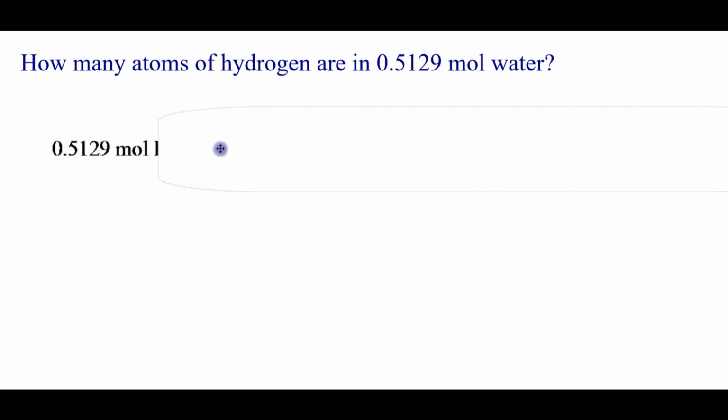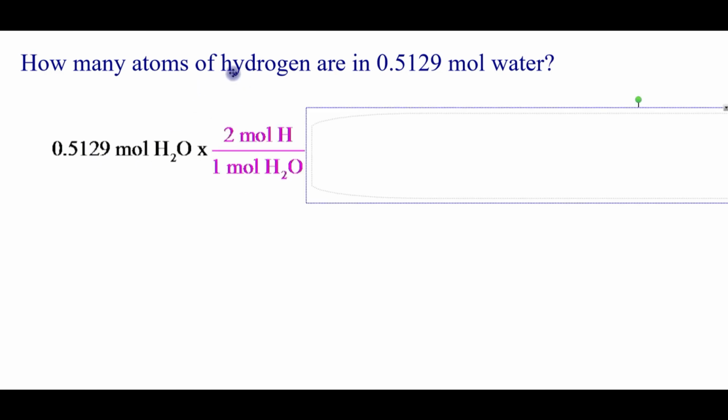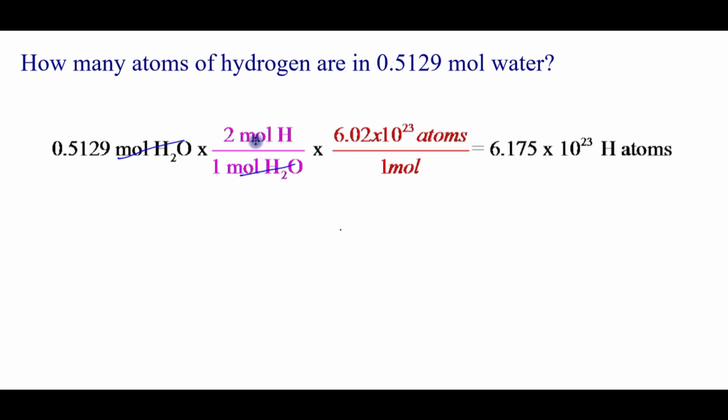Starting off with moles of water. Since we have moles of water and we want hydrogen, starting off with our given, we need to go to atoms of hydrogen. So let's use the relationship of 2 moles of hydrogen for every 1 mole of water. That will give us moles of hydrogen. So we have the correct species, but we need to get to atoms. To get to atoms, we need to use our Avogadro's number. Again, we can cancel out moles, and it tells us how many atoms of hydrogen we have.